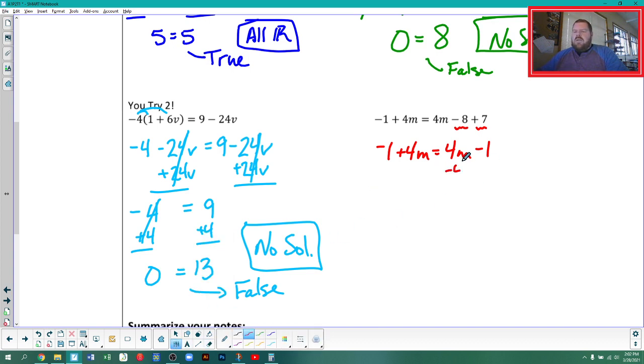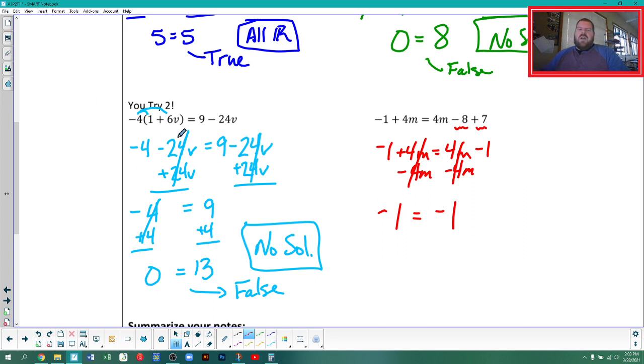That'd be nice. Subtract 4m, subtract 4m. Those cancel, those cancel. Uh-oh. Negative 1 equals negative 1. That is true. Negative 1 does equal negative 1. Feel like a genius when I come up with those. Yeah, it does. Okay, and what that means, like I said before, you could put any number in here for m. You could put 1,000,000 and both sides would be equal.